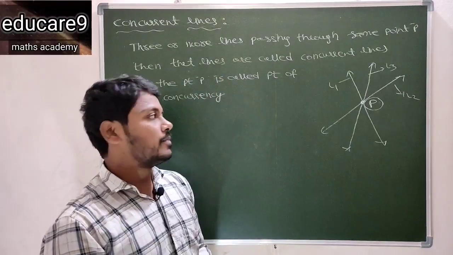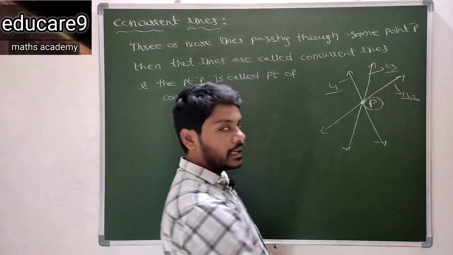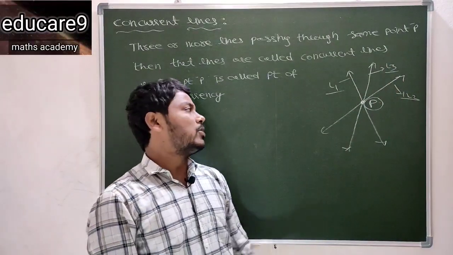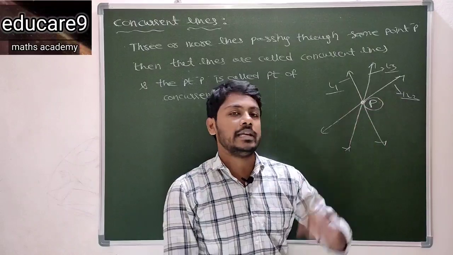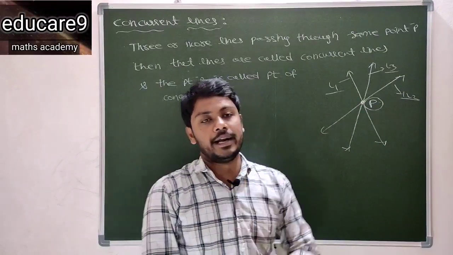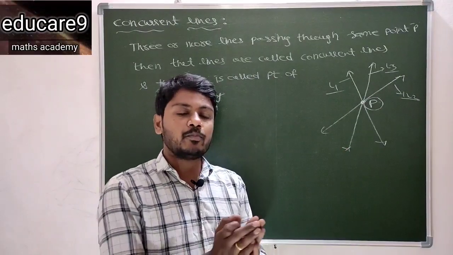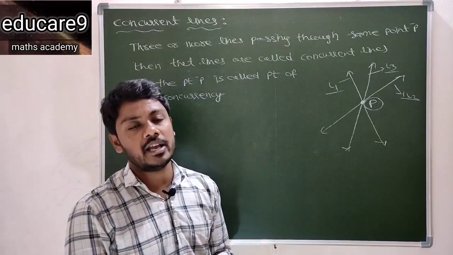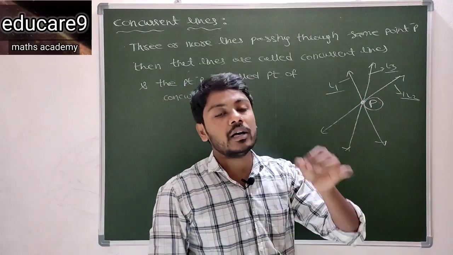Okay, how can you say these three lines are concurrent? First we have to solve any two equations out of these three equations. So we'll get the point, and substitute that point in the other line. If that point satisfies that equation, then we say that these three lines are concurrent.